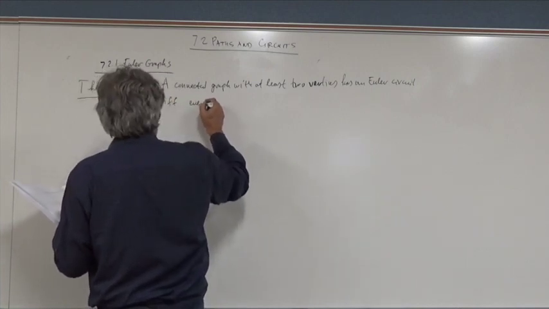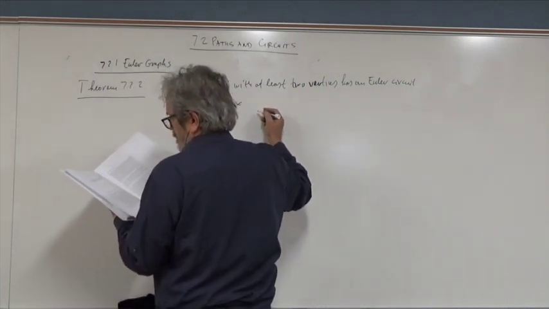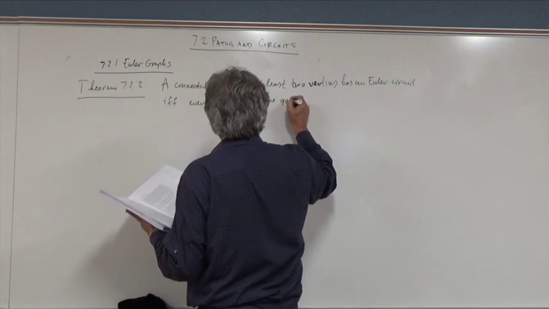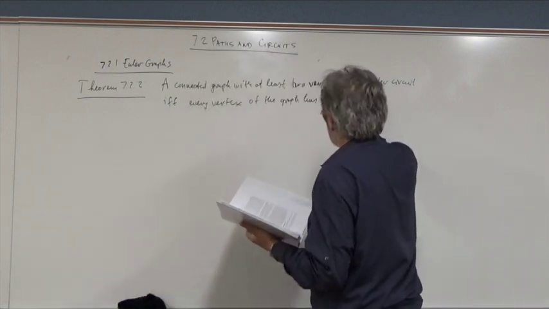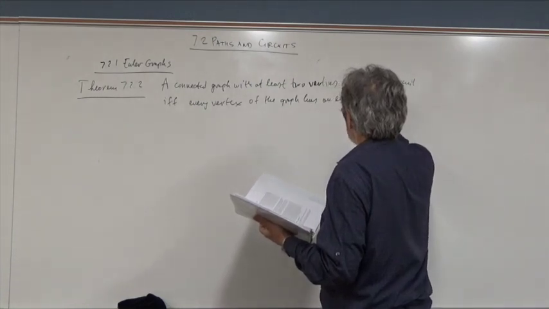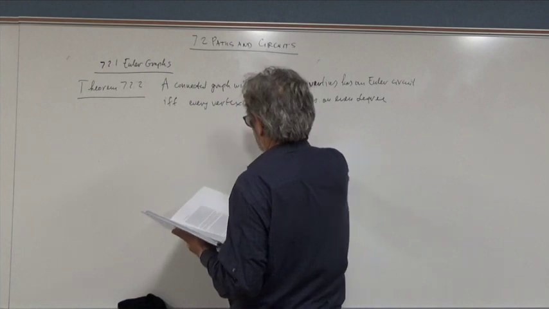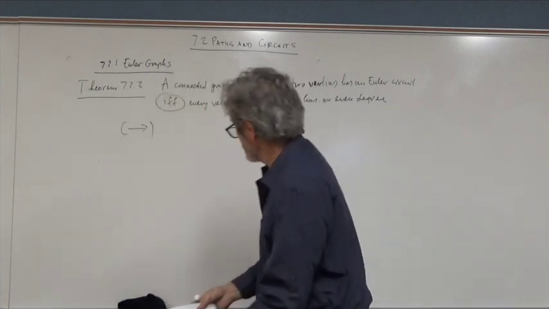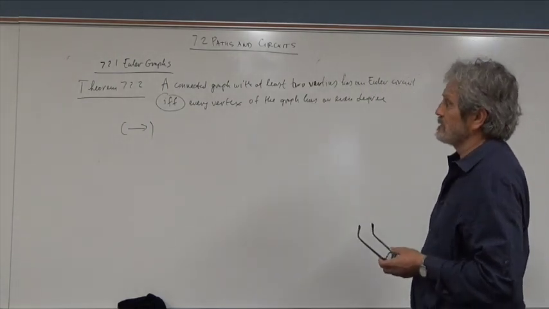every vertex on the graph has an even degree. So see, if and only if, so we need to prove it in both directions. The first one is fairly simple.